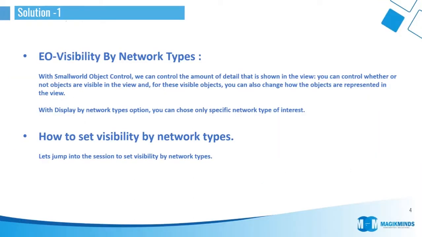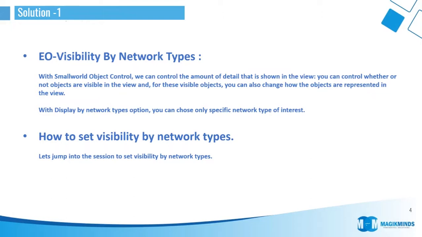There are multiple solutions to get rid of this issue. The one is visibility by network types. There is a functionality called visibility clusters, which is available in Electric Office in both older and the latest versions. With the Small World Object Controller, we can control the amount of detail that is shown in the view.